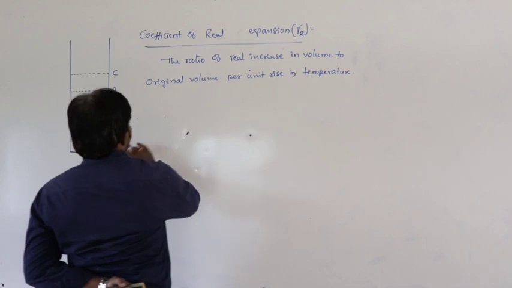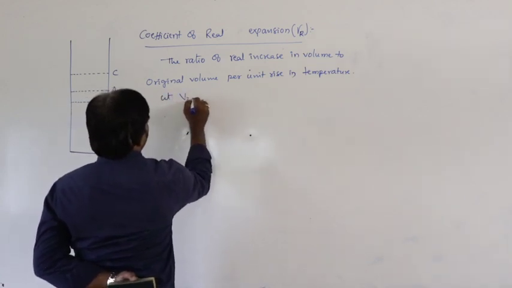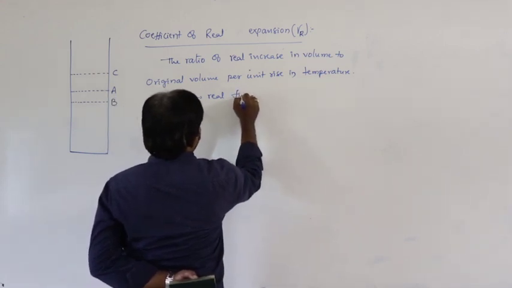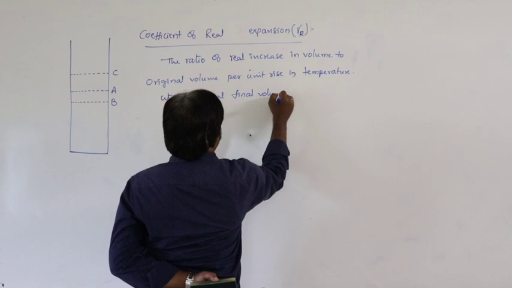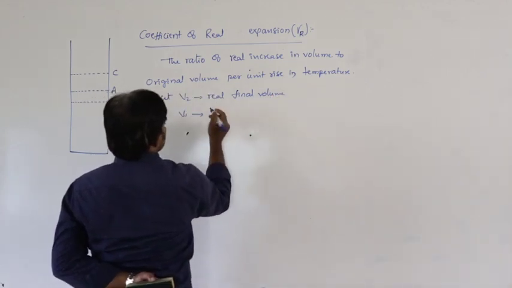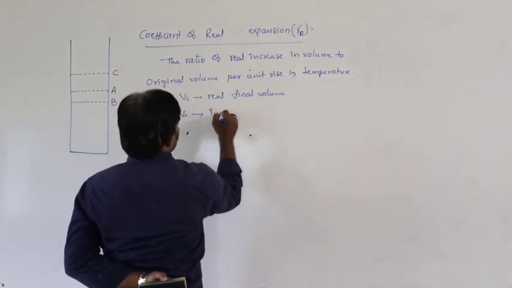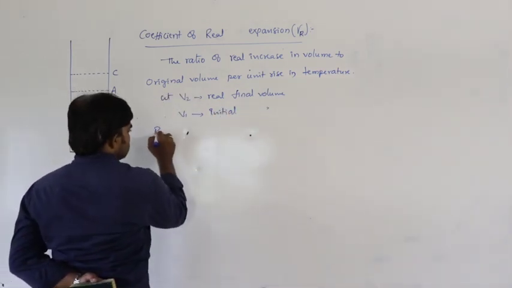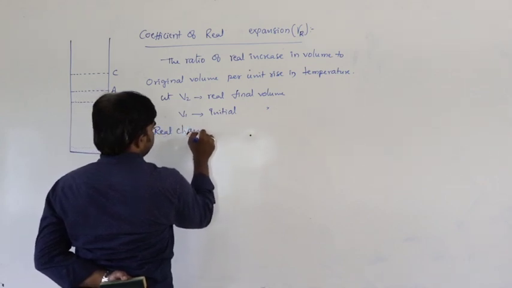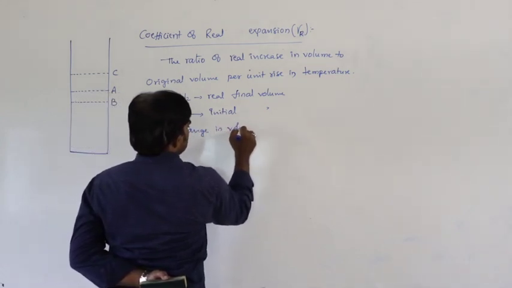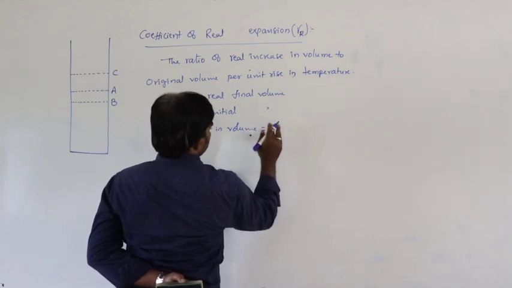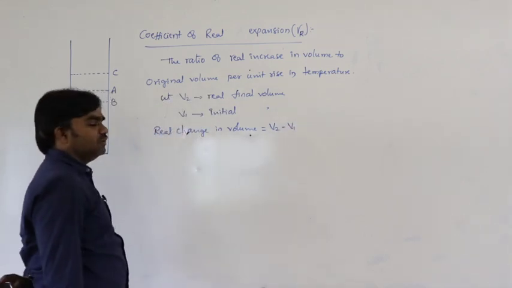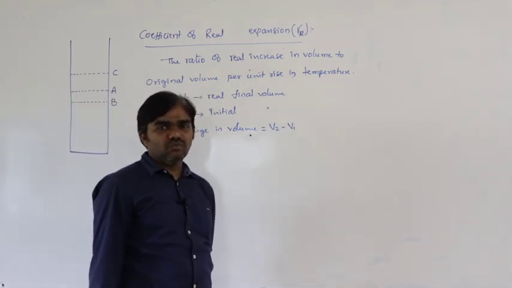So let V2 be the real final volume, and V1 the initial volume. What is the real change in volume? The real change in volume is equal to V2 minus V1. So that is the real change in volume.